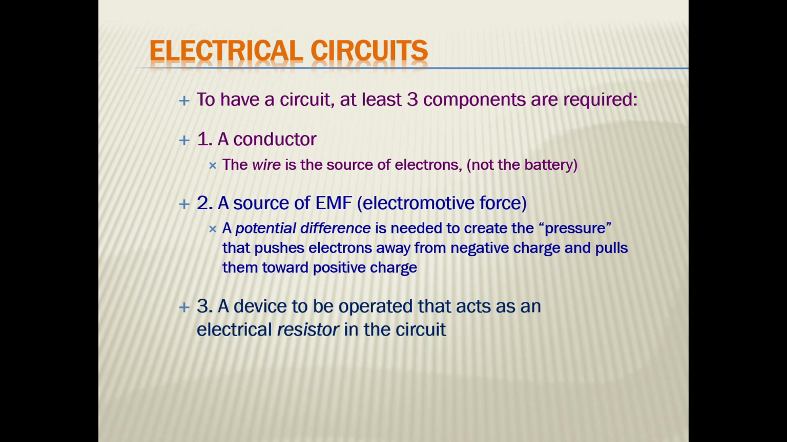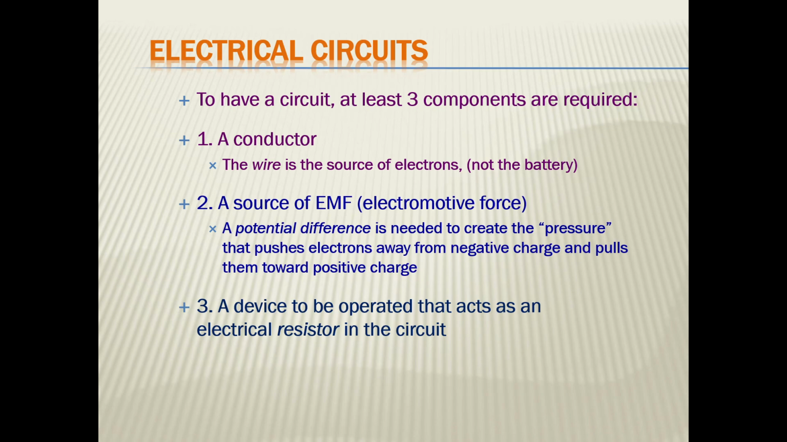So the conductor is the source of electrons. It's also what allows the electrons to flow. The electromotive force is given by the source, so the battery, for example. A potential difference is all you need. You need a difference in charge from one end of the circuit to the other, and that's going to either push or pull. It doesn't matter how you phrase it: push, pull, or a combination of both. Electrons are pulled and pushed toward the positive charge.